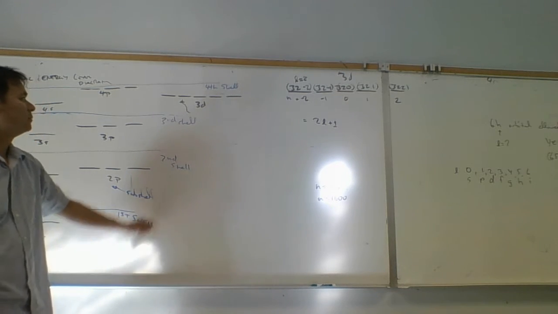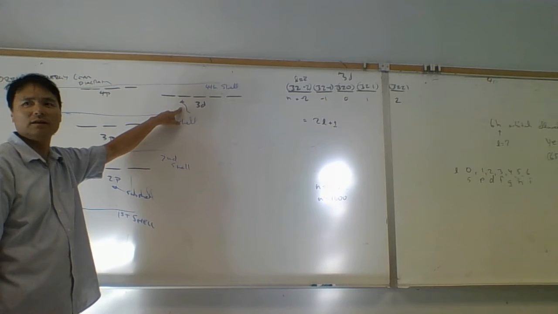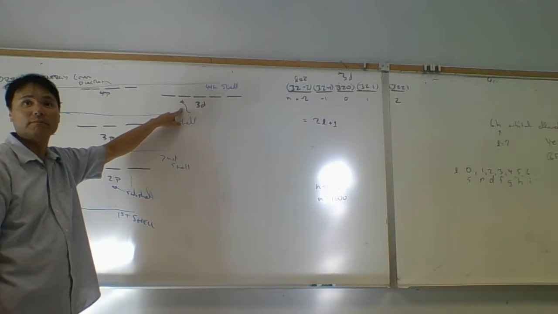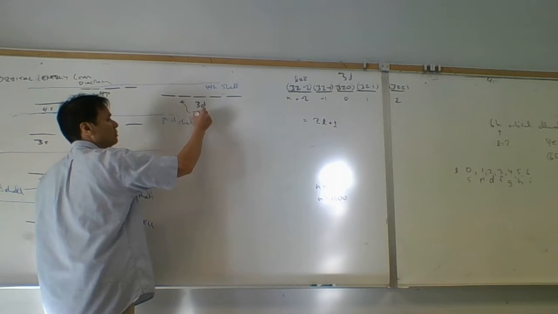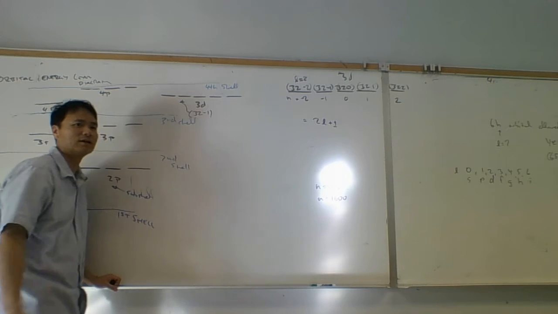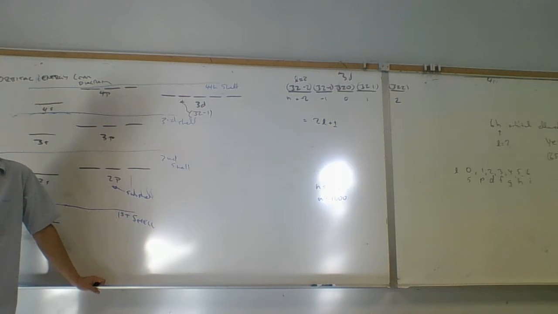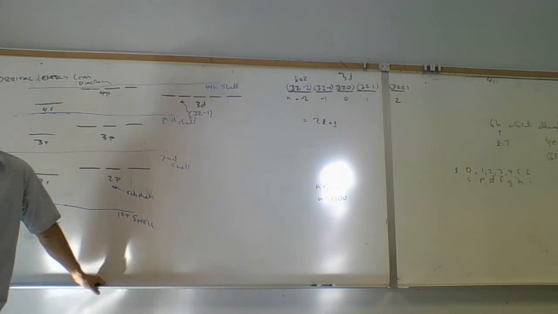So this second dog you would call the 3, 2, negative 1. So this would be 3, 2, negative 1. And so we can name each of these because each of these orbitals is defined by N, L, and M. They'll have a unique N, L, and M.